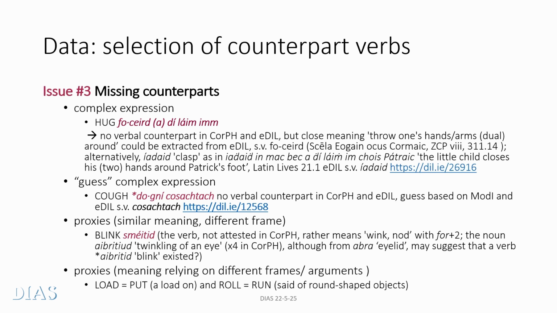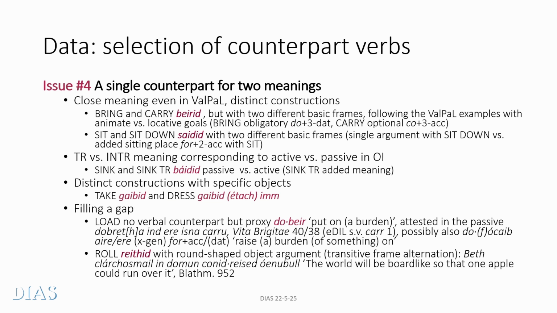In other cases, as I already alluded to, I relied on praxis. This was normal procedure in the database. So for blink, I selected smeithid, which in fact means to wink, to nod. For load and roll, no real counterparts could be found, so I probably just put a load on and roll. I found examples. I put examples where this was the meaning, and for roll, just a verb for the motion of a round-shaped object. You have the examples here.